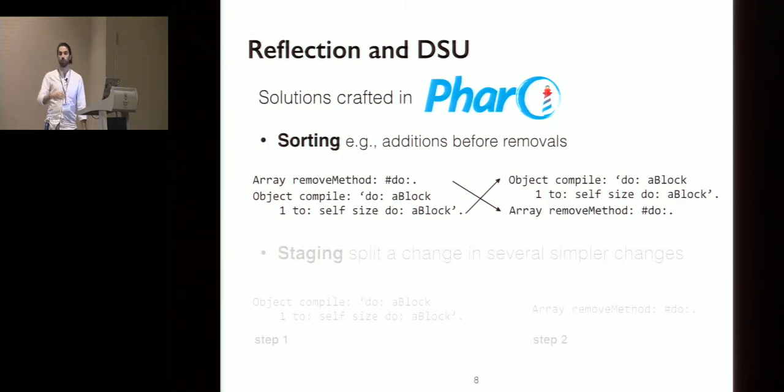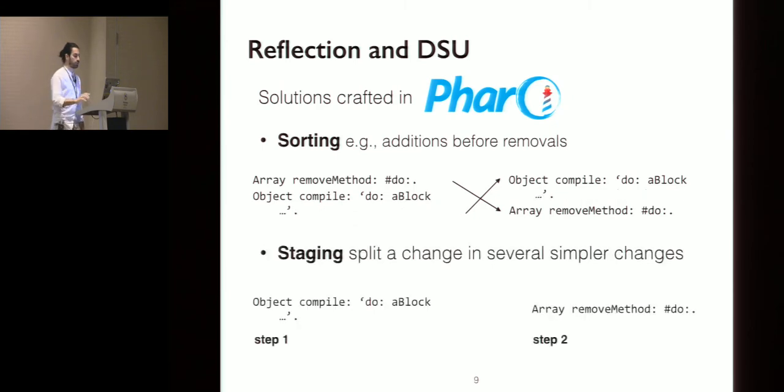Another solution, when changes are much more complex and we cannot use just sorting, is staging. By using staging, we split our big change into smaller chunks, and we execute these chunks in different steps, so we can apply all of them. Now, more complex changes than this one, which is a really toy example, are much harder to apply, and we thought that we could do better.